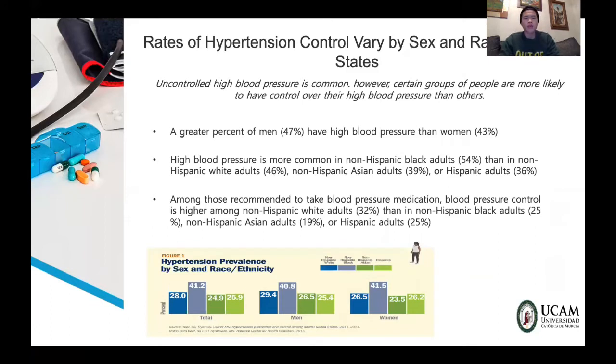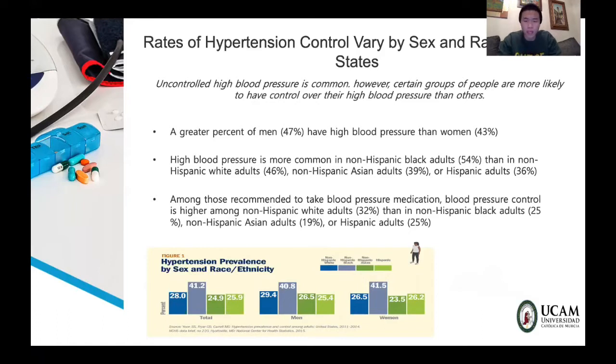Now we're going to talk about how rates of hypertension control vary by sex and race in the United States. Uncontrolled high blood pressure is common, but certain groups of people are more likely to have control over their high blood pressure than others. Here in the table, we can see a greater percentage of men, 47%, have high blood pressure than women, 43%.